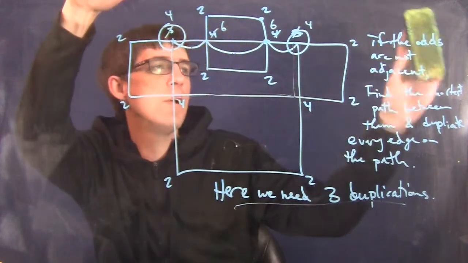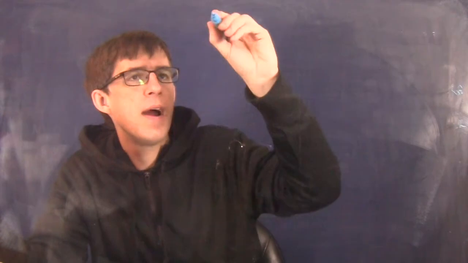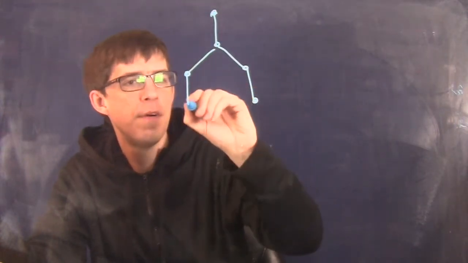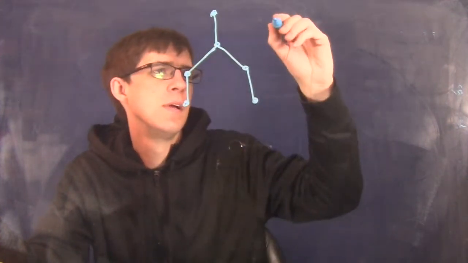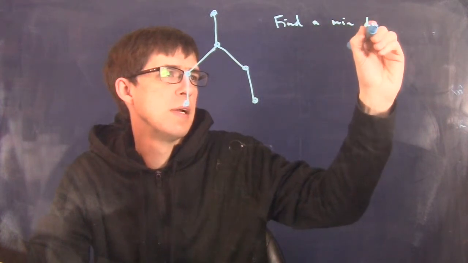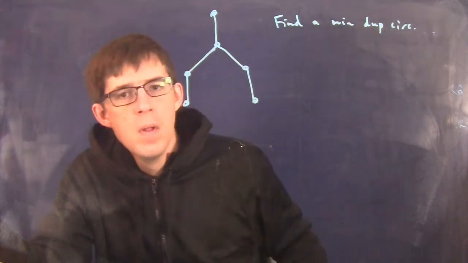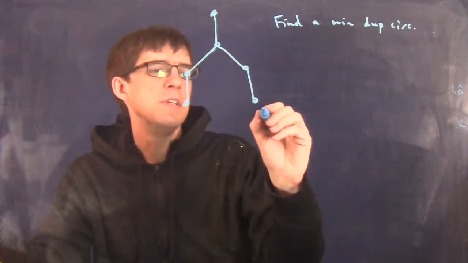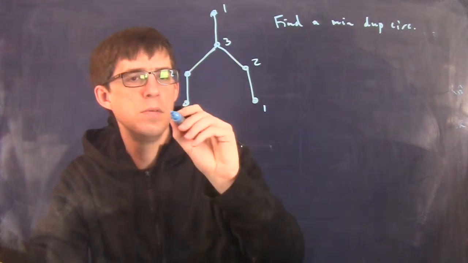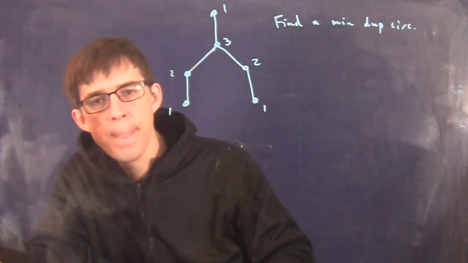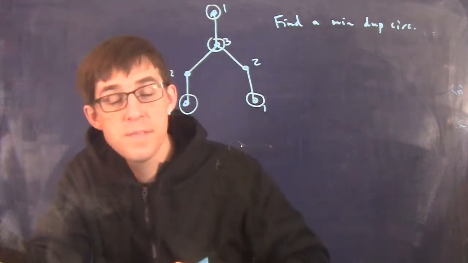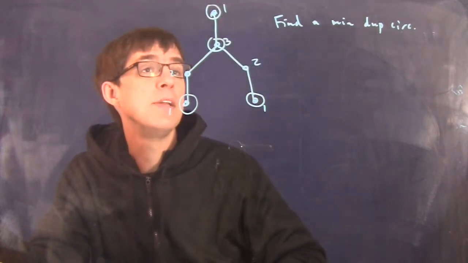All right, one more example. Here's an example of a graph in which many duplications are necessary. It's not a very big graph, but how about this? Let's do it actually. Find a minimum duplication circuit. As usual, you look at the degrees. This one is a 1, a 2, a 3, a 1, a 2, a 1, right? Concentrate on the odds. Those are the ones that matter. And now you have to join up these odds by duplicating edges.